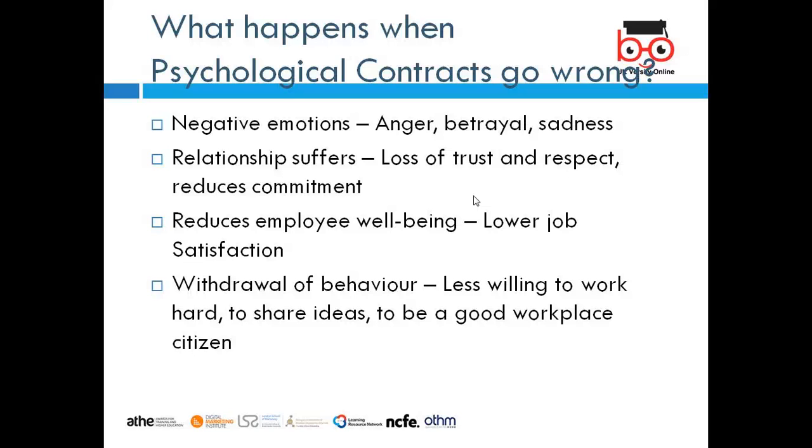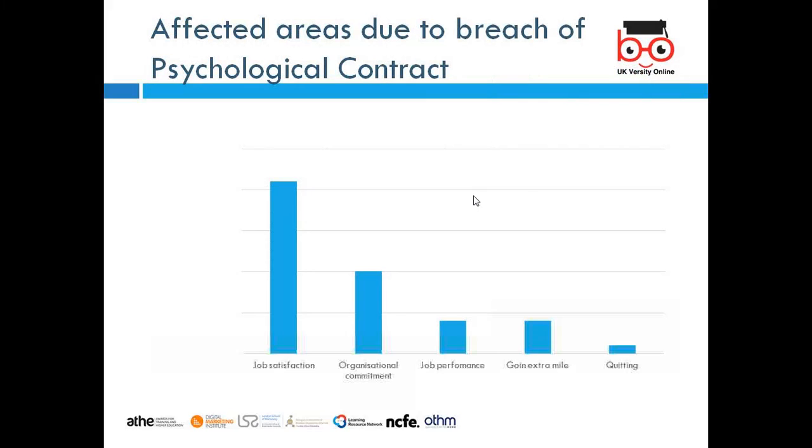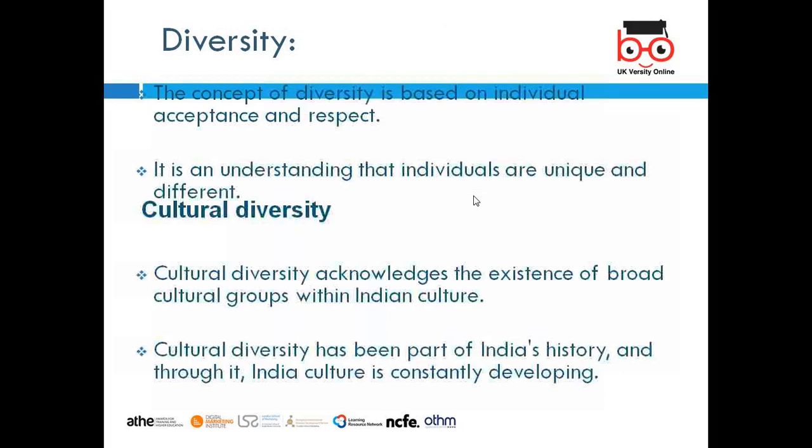That's what happens if the contract goes wrong. The areas affected by a breach of the psychological contract are job satisfaction, organizational commitment, and job performance. I might do extra but not tell the organization, because they're not treating me fairly. They broke what I was expecting, and ultimately I'm quitting my job. So we need to be focused on this.